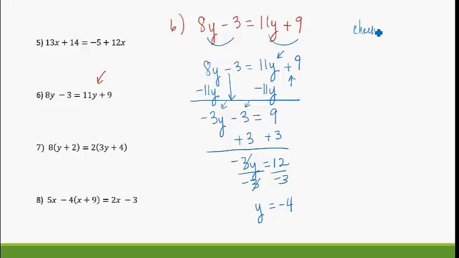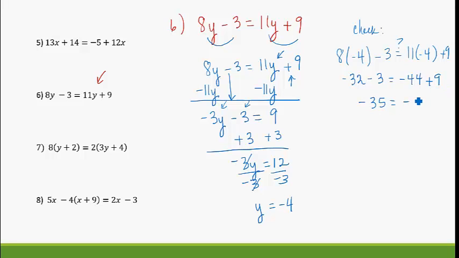Okay, let's check this. That's going to be 8 times negative 4 minus 3. And the question is, does this equal 11 times negative 4 plus 9? So let's check and see. 8 times negative 4 is going to give me a negative 32 minus 3. 11 times negative 4 is going to be a negative 44 plus 9. And a negative 32 minus 3 is going to give me a negative 35. And negative 44 plus 9 is indeed a negative 35. So our answer is correct.